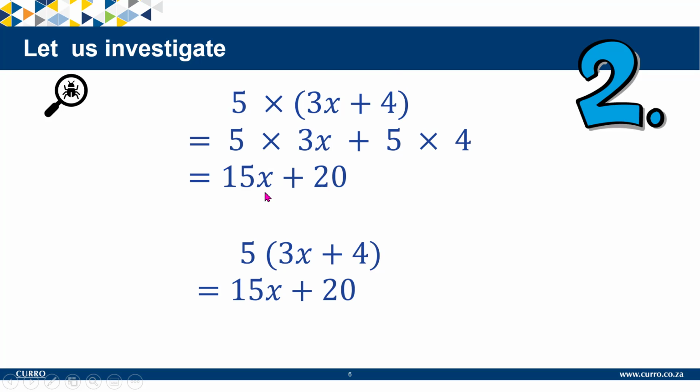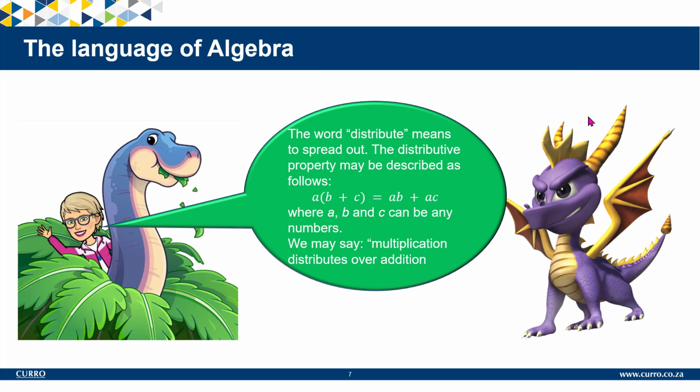That is then 15x plus 20, and the two terms are unlike. Remember, you don't have to write the multiplication sign. If there's no sign between the number and the bracket, it means multiplication. And you don't have to write that middle step. Just see 5 times 3x is 15x and 5 times 4 is 20. That was example 2.